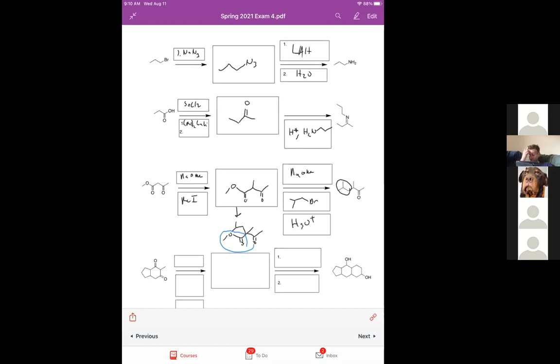We're going to do a Robinson annulation, so adding in NaOH. I don't know how we're missing this carbon here. I think that was actually a typo. I remember telling people to draw that one in. Heat's going to be our last step here.